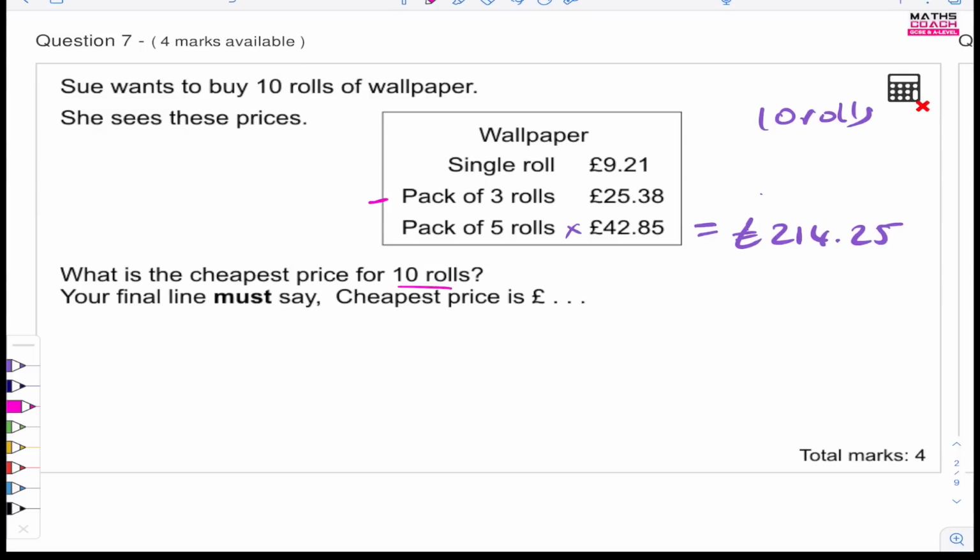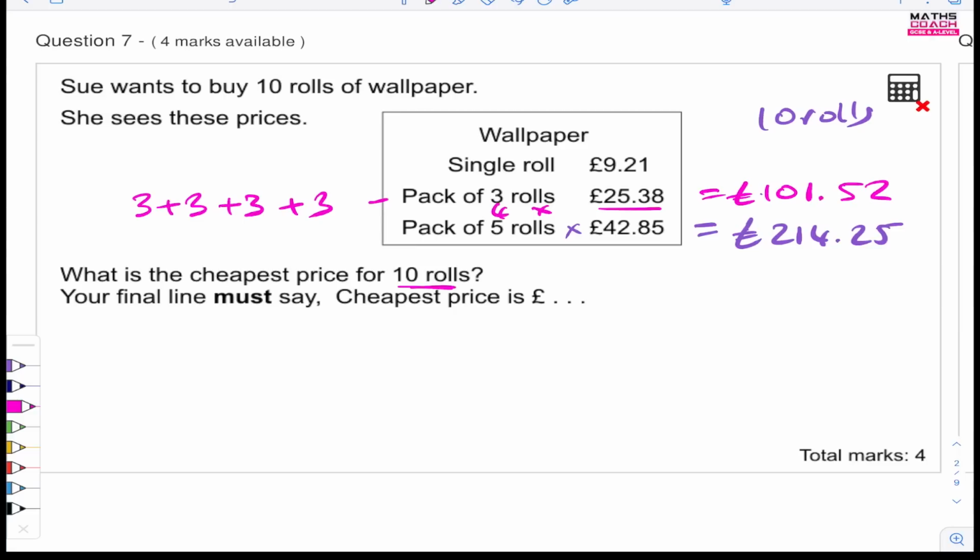Now, if we want to buy 10 rolls, it means we have to buy 3 lots of those. So 3 plus 3 plus 3. Now we only have 9. So that means we must buy, even though we only need 1 more roll to make 10, another roll, which is 4 packs. So that one will be 4 times by £25.38, and that gives us £101.52. So we still save money based on buying a pack of 5 rolls.